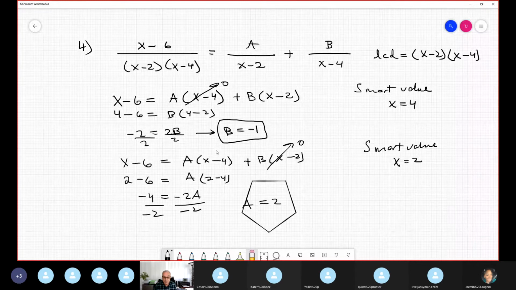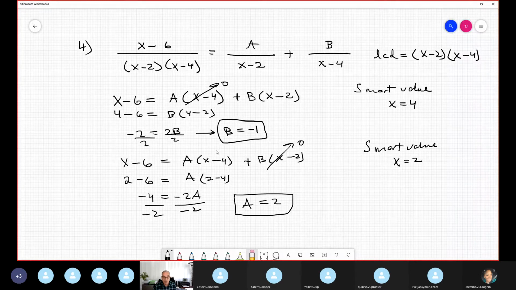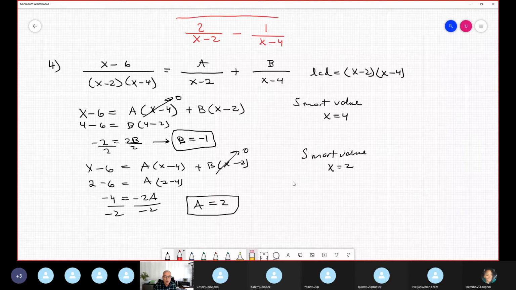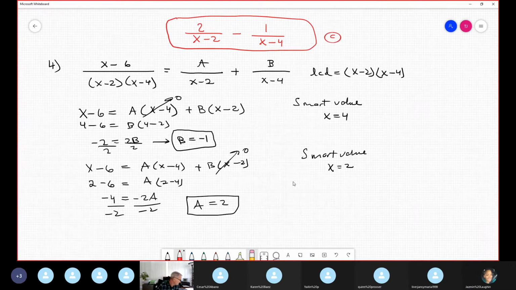What is the final answer? The final answer, the partial fraction decomposition of this expression, is, let me use red color, 2 over x minus 2 minus 1 over x minus 4. And this is my final answer. It corresponds with option C, I guess. Let me see. Yeah, okay. Any question?